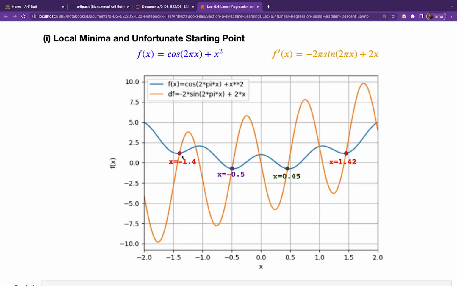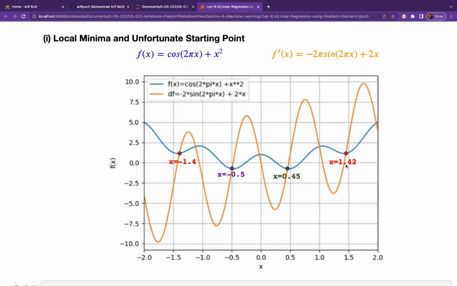Do note that the slope of the blue line is negative on the left and positive on the right of all these points. If in the gradient descent algorithm you make your initial guess of, suppose, minus 2 or say minus 1.2 over here, the gradient descent algorithm will give you the local minimum of x equal to minus 1.4, which is not correct. Similarly, if you make your initial guess of, say, plus 2 over here, then gradient descent will give you the local minimum of x equal to 1.42, which is again incorrect.